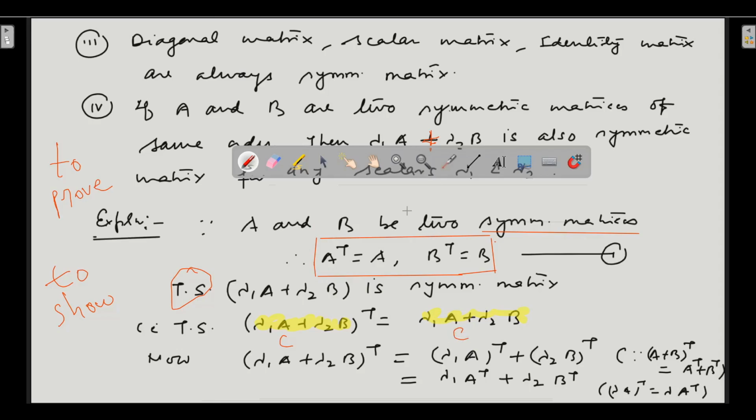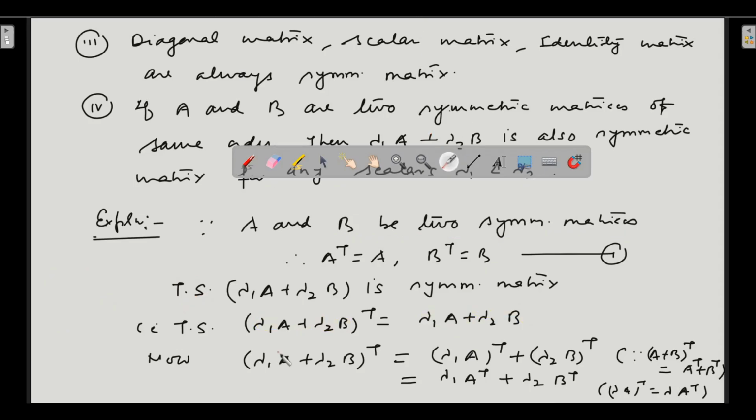You need not write it as C. I showed you C for convenience, but you need not show it with the letter C. I showed it to you for convenience.